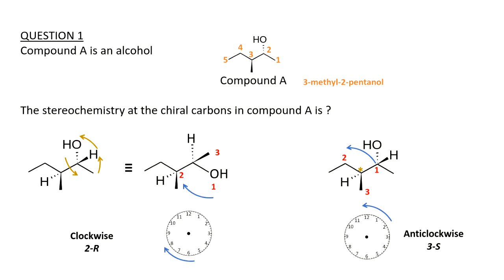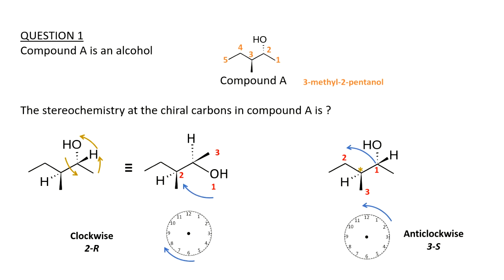So as I mentioned in lectures, you will not always draw the molecule with the hydrogen behind. So you have to learn how to rotate the molecule in your mind so that you can put the lowest priority behind. So if you look at carbon number 2 in compound A, we have the hydroxyl group behind.